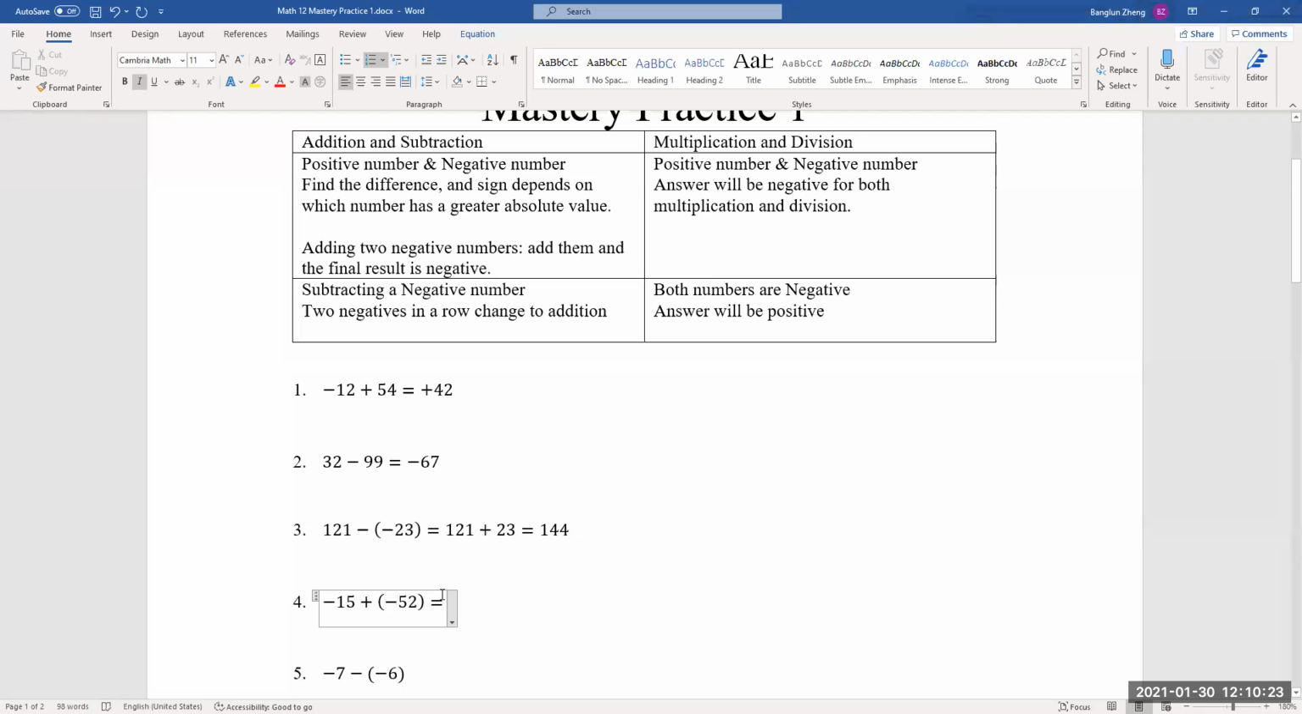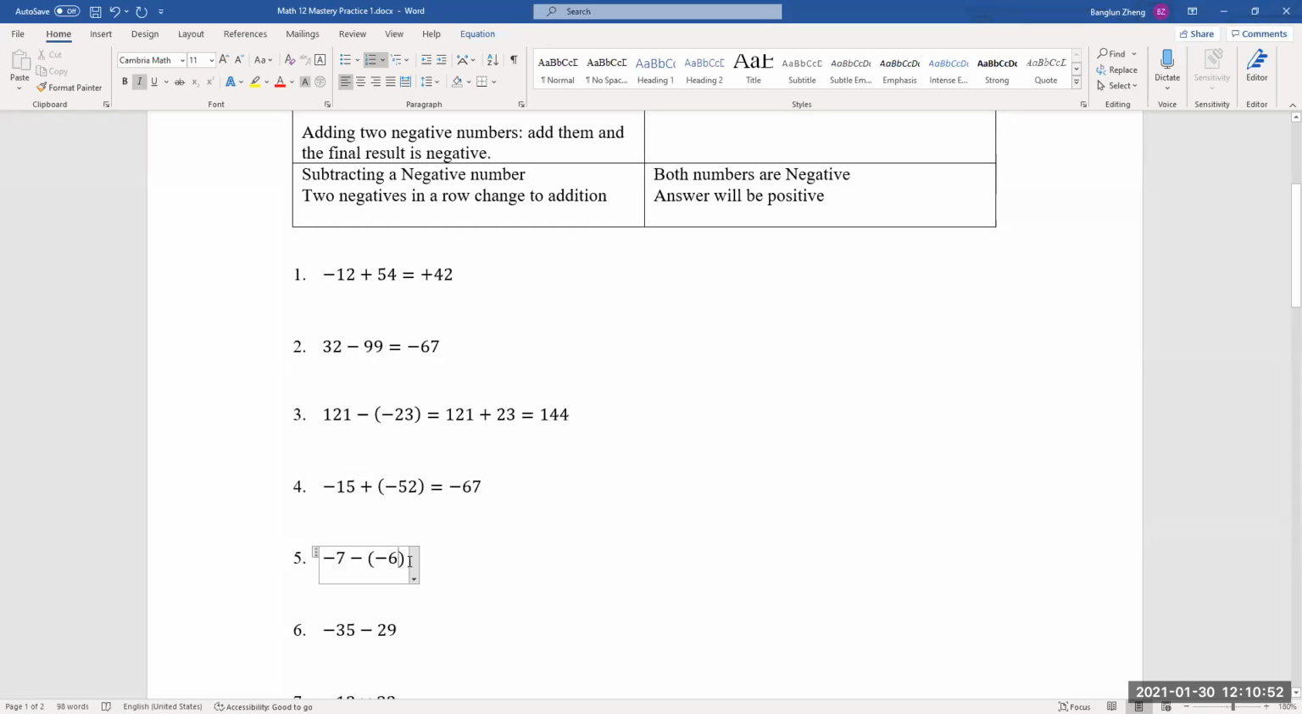So what do we do here? We add the 2 numbers and the final result is negative. So without doing any math, we can just put a negative sign in the front; our final answer will be negative. But what do we do with the 15 and 52? We are going to add them. So 15 plus 52 is 67. So the final answer is negative 67.